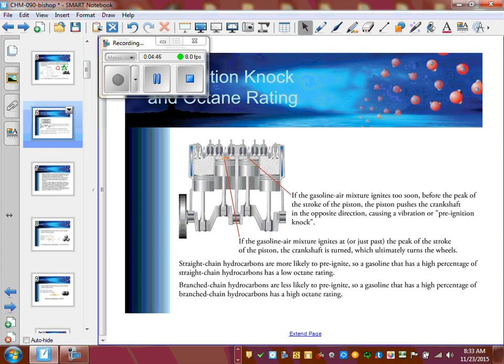When they run, it's a timing between the pistons. When they go off, you get a gasoline-air mixture, the spark plug ignites it, and it blows the piston back down, and that's what drives your car. If it ignites too soon, before the piston gets to the top, the piston pushes the crankshaft in the opposite direction. That's called a pre-ignition knock. In the old days, to get rid of that, they would put lead in the gasoline, so you had leaded and unleaded. Now they don't put lead in the gasoline.